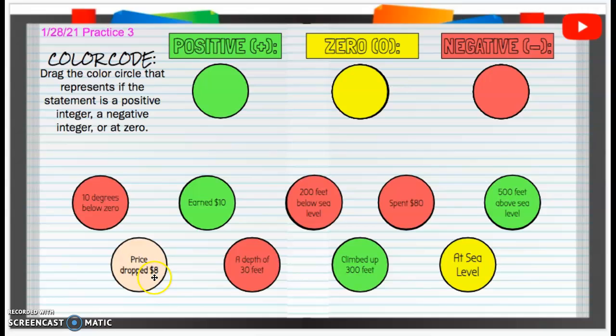All right, how about a price drop? Price dropped $8. So if it dropped, it's going to be in the negatives. And that is going to be it for our color code practice 3. Great job.